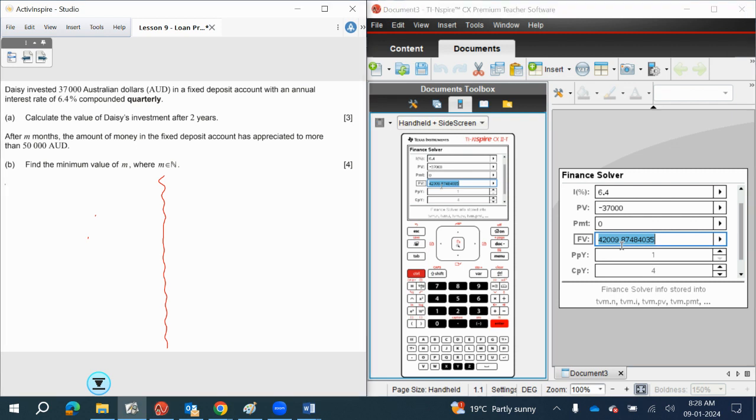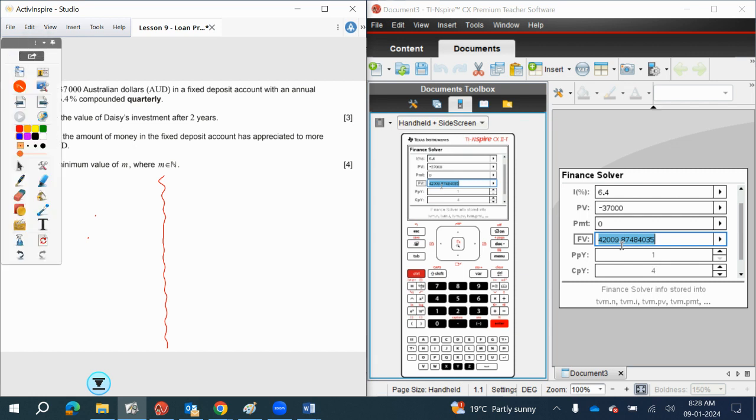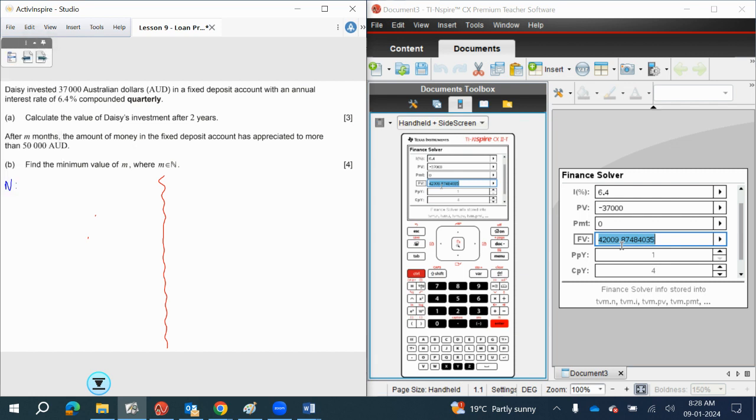So putting down our method, we've got N is 2, I is 6.4, present value minus 37,000, payment 0, compounding periods per year is going to be 4.